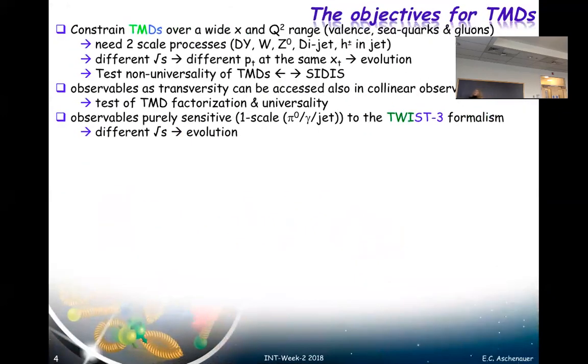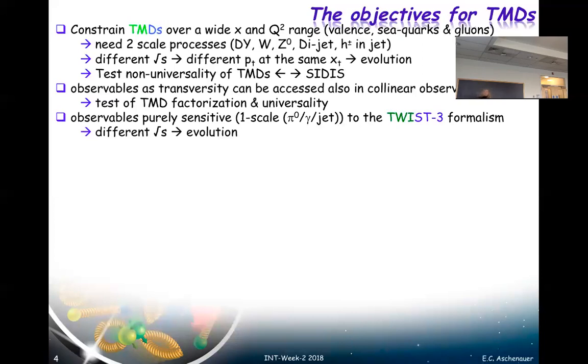So you can constrain the TMDs over a wide range. I showed this already. You have different processes available, processes which have two scales, which are then directly TMDs and not with three. So like Drell-Yan, W and Z, dijet, and hadrons in a jet.